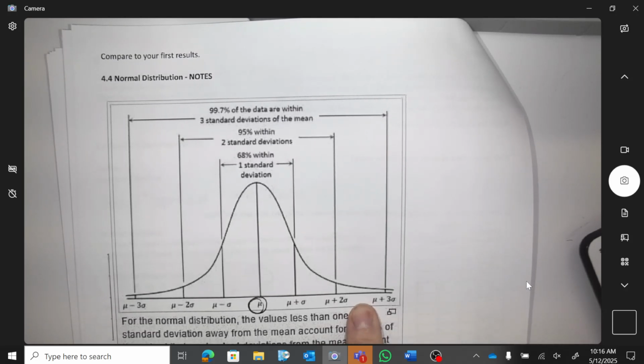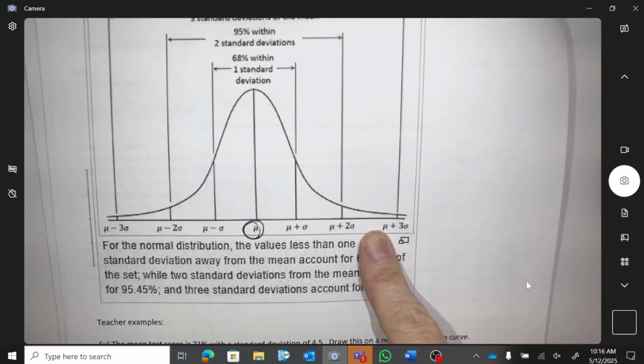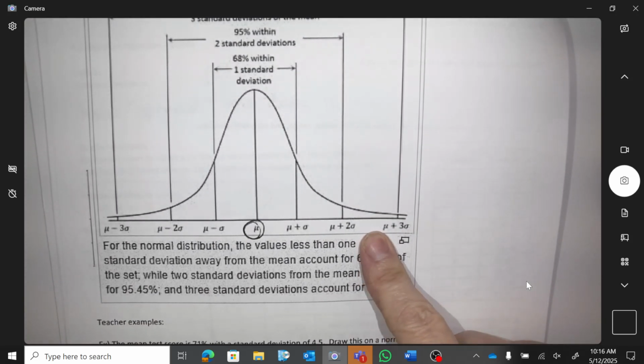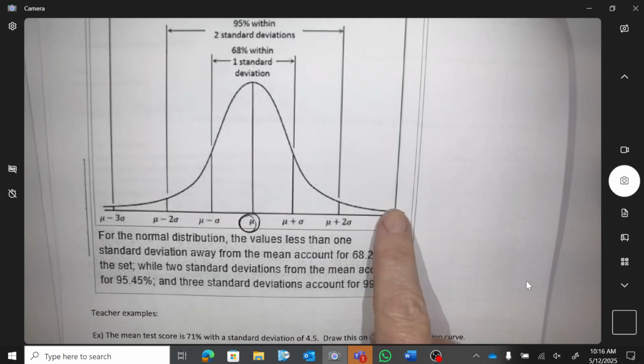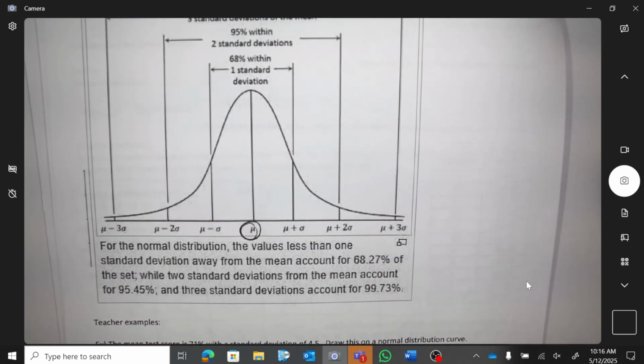Here's your high flyers. So people who are exceptional, there's fewer of them. Here are your low ballers. There's fewer of those on the ends. Most of your data should always be closer to your mean. Does that make sense?